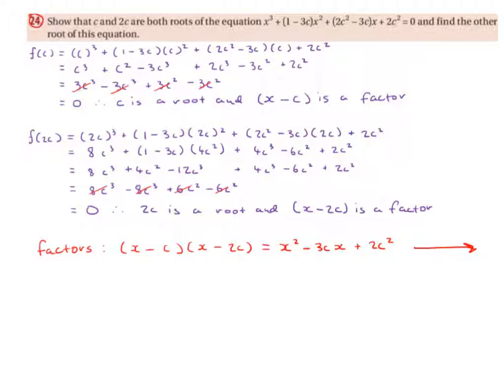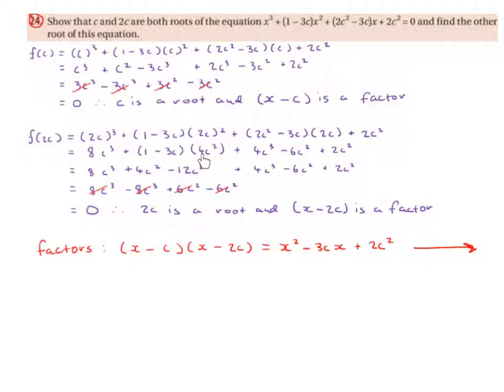So now we're going to do the same, but this time with 2c. So we have 2c cubed plus (1 minus 3c) times 2c squared plus (2c squared minus 3c) times 2c plus 2c squared. 2c cubed is 8c cubed. 2c squared is going to be 4c squared. 2c squared times 2c is going to be 4c cubed. Minus 3c times 2c is minus 6c squared. And we bring everything else down.